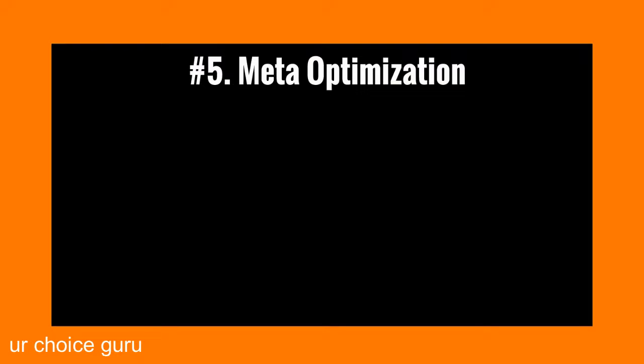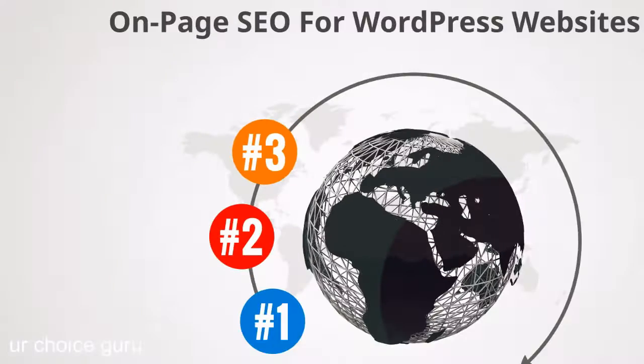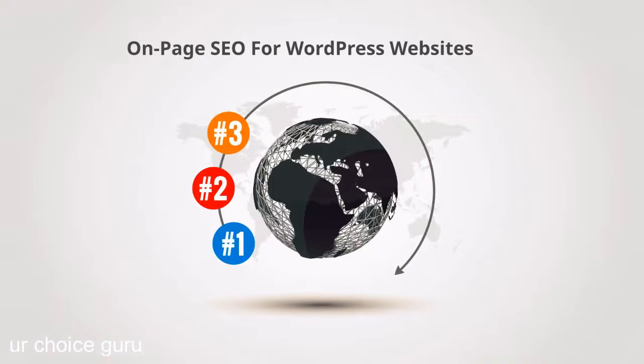Meta optimization is the same thing. You've got the description and other metadata that will show up underneath the title in the search engines. So you want to make sure that you attract the right person. Now that we've talked about the 5 important factors, let's dive into every single one of these 5.